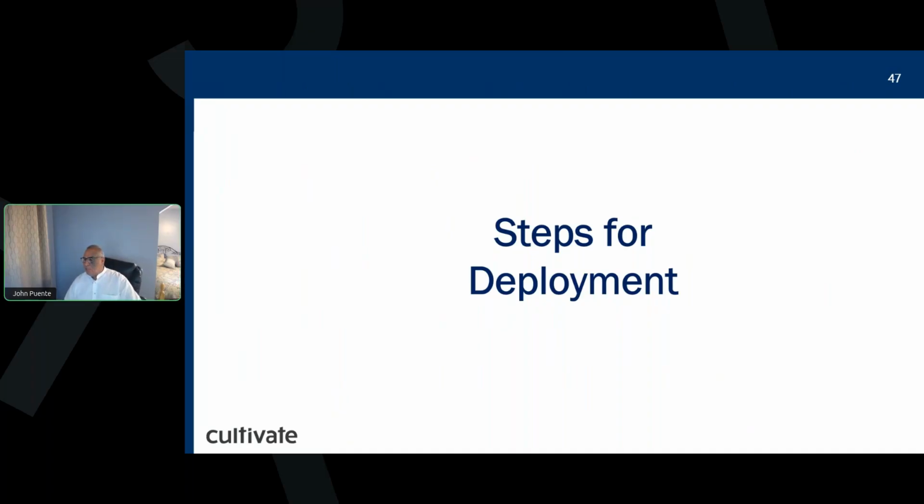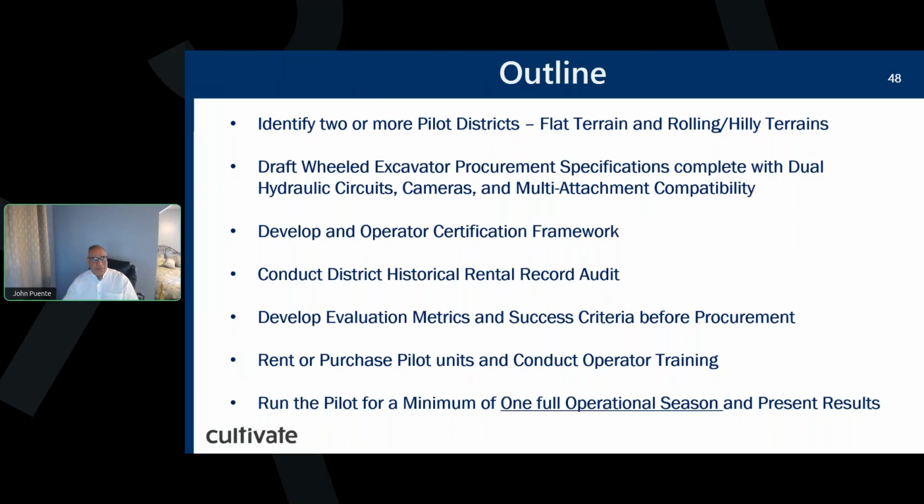Okay, we're getting towards the end. So we'll talk about steps for deployment. Again, identify 2 pilot districts at minimum with flat terrains and rolling hill terrains, so you can get an idea of how these pieces of equipment operate in each one of those conditions. Develop an excavator procurement specification, and this should be complete again with the dual hydraulic circuits, cameras, multi-attachment capabilities, those sorts of things.